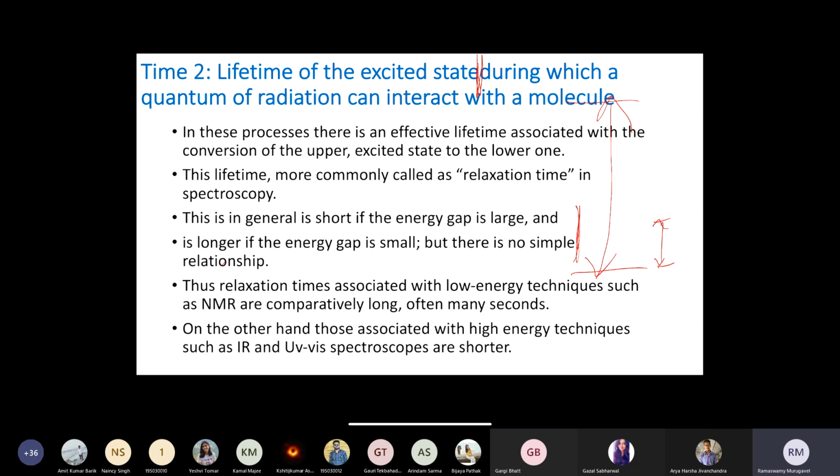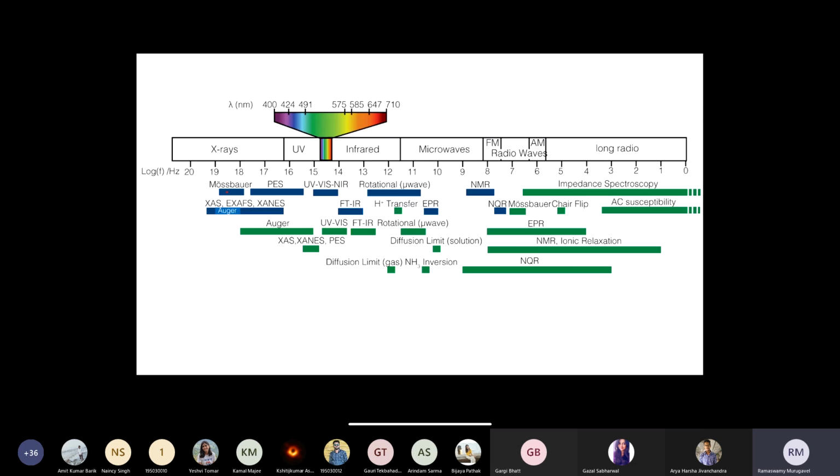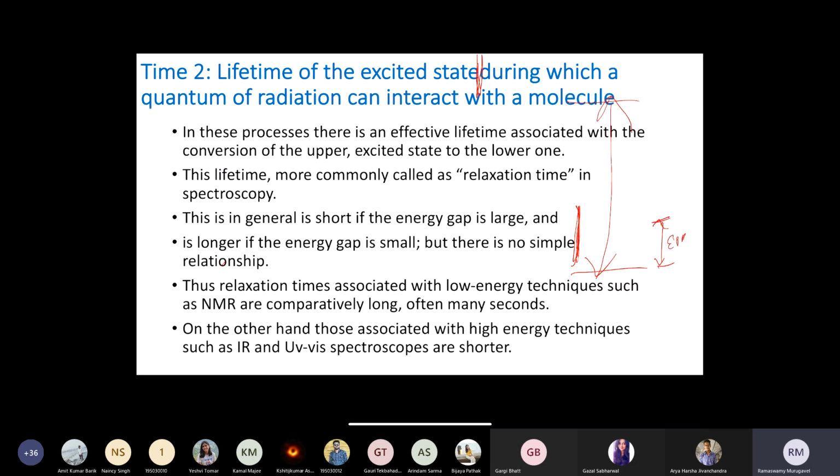Table form a little later. Thus, relaxation times associated with the low energy techniques. This is a low energy technique. This is EPR. This is NMR, which uses radio frequency and microwave radiation. These are very low energy gaps.